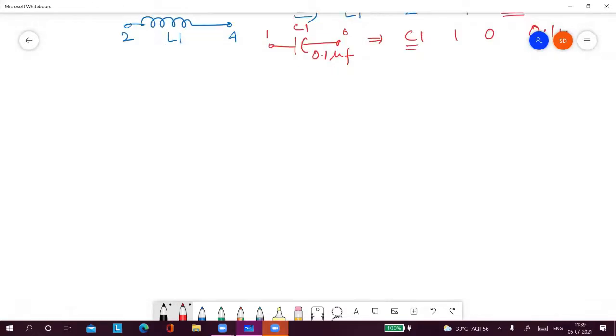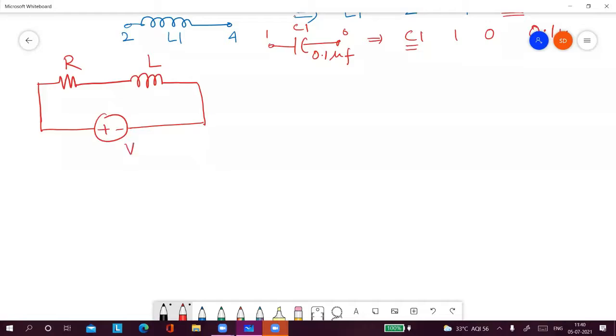Okay, let us analyze a circuit using SPICE. Say we have a series RL circuit, which is excited by, say, a 5-volt DC voltage. So that means V(t) is 5-volt DC. Let the value of the resistance be 10 ohm, and the value of inductance be, for example, 0.1 Henry.